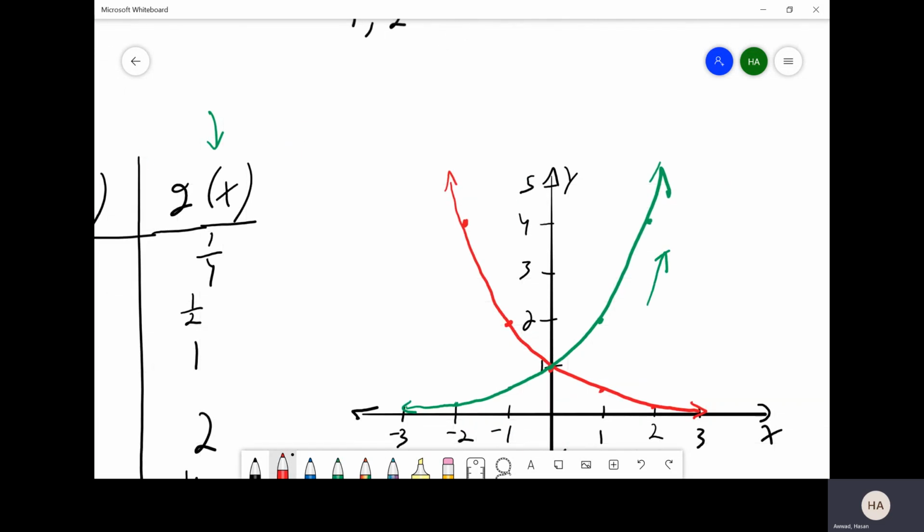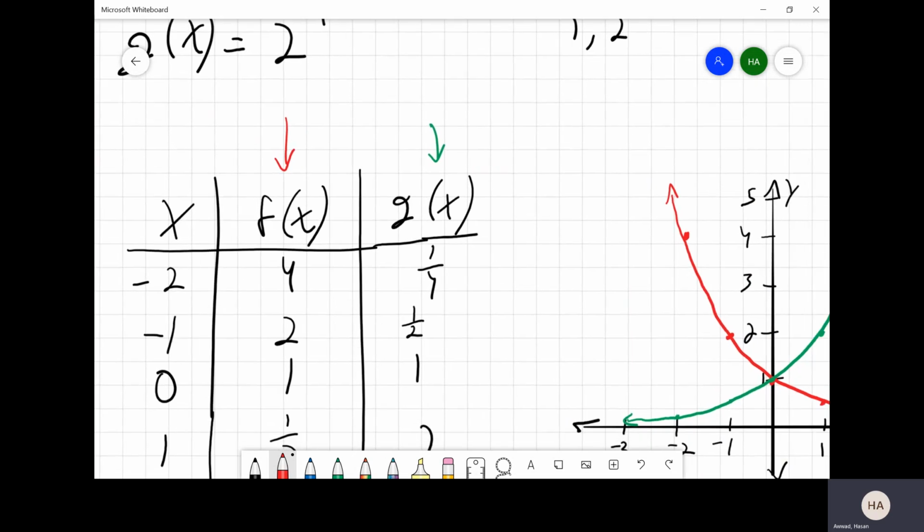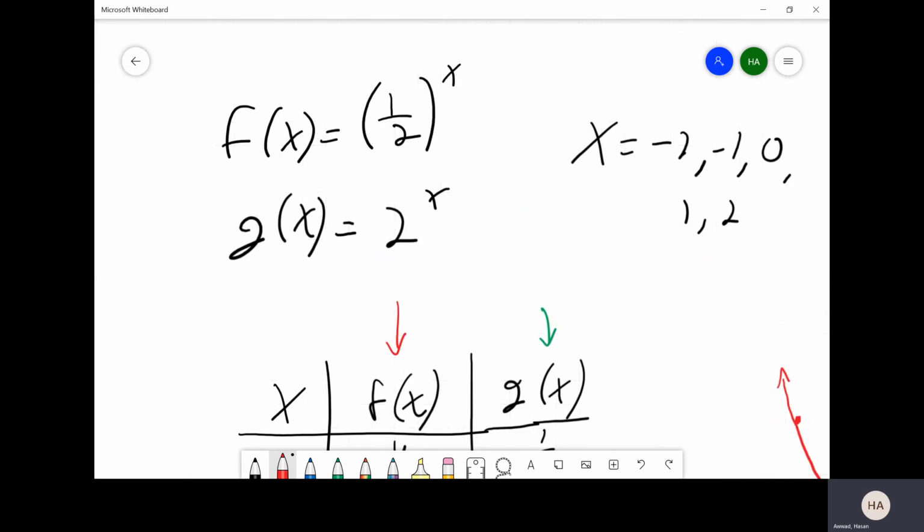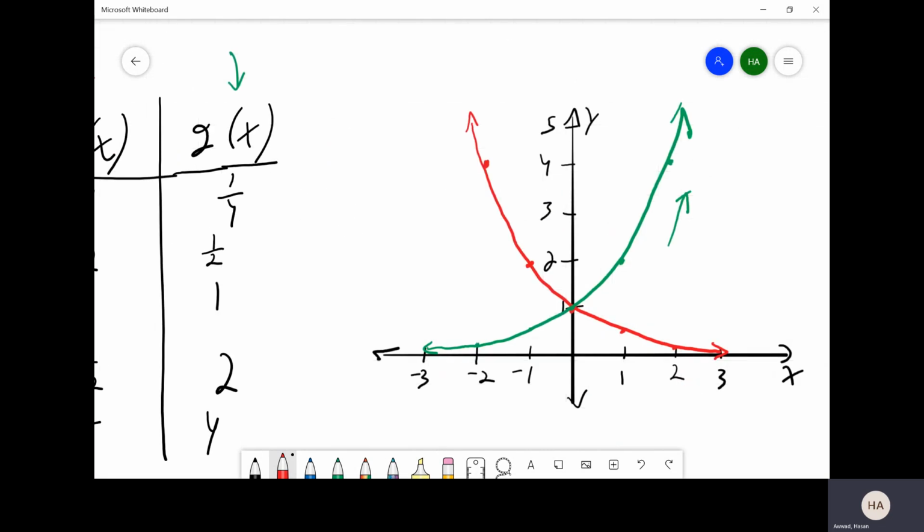Okay, and now when we're talking about f of x, again, our base is 1/2, our base is less than 1, our exponential function is decreasing, right? We are starting from essentially infinity, and we're going down until we get very, very, very close to 0, right? So we are decreasing that way. So the idea here is that, again, your base determines if you're increasing or decreasing, depending on if it's less than 1 or greater than 1.